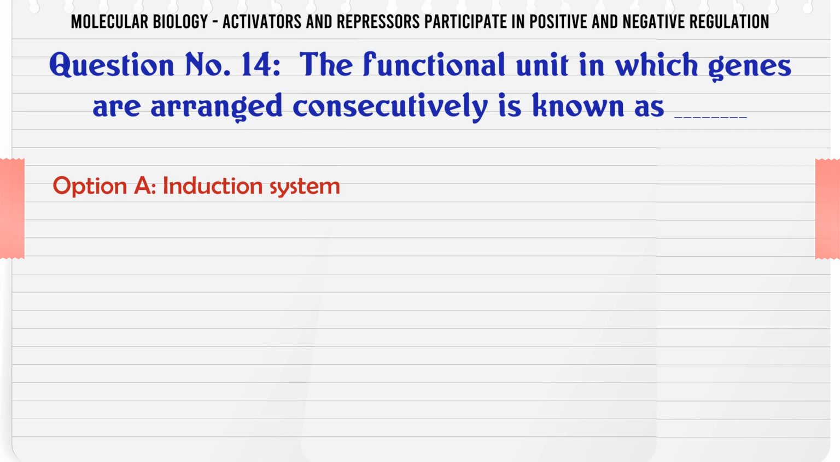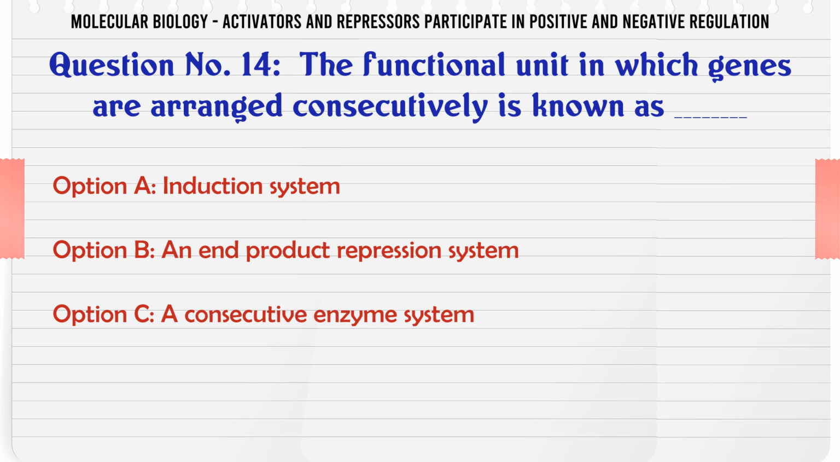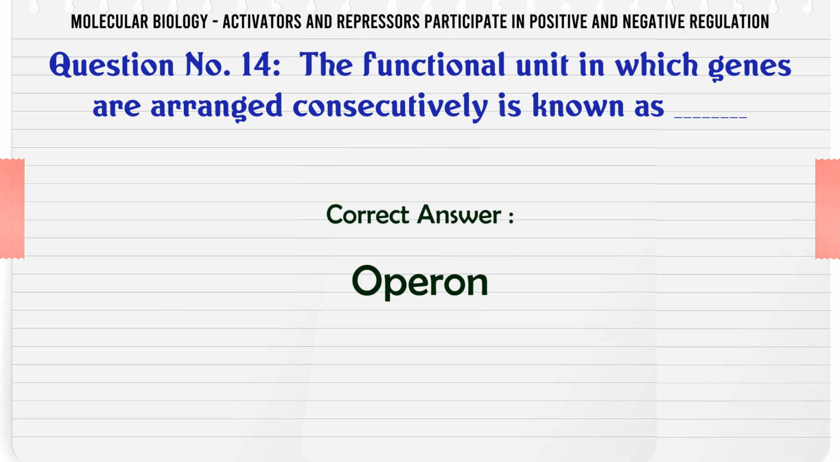The functional unit in which genes are arranged consecutively is known as A. induction system, B. an end product repression system, C. a consecutive enzyme system, D. operon. The correct answer is operon.